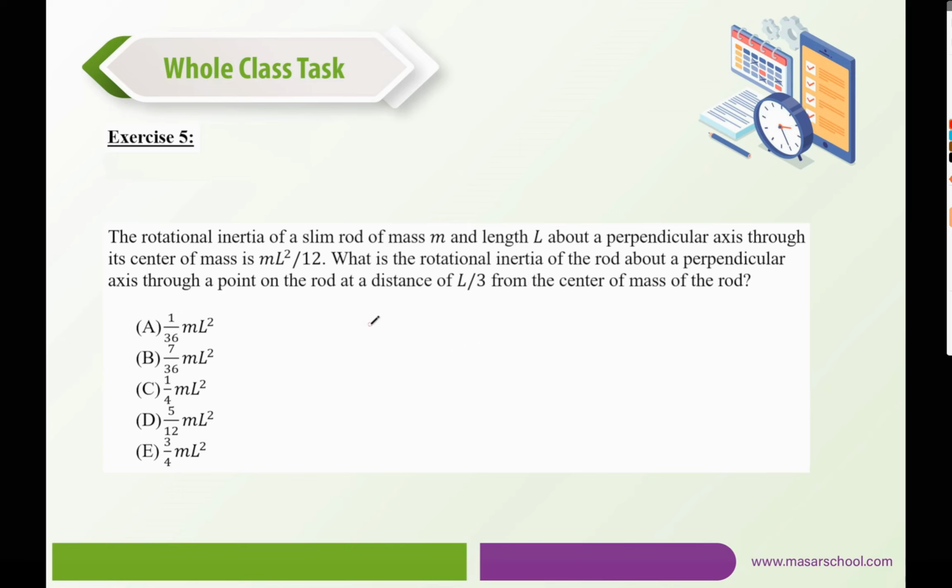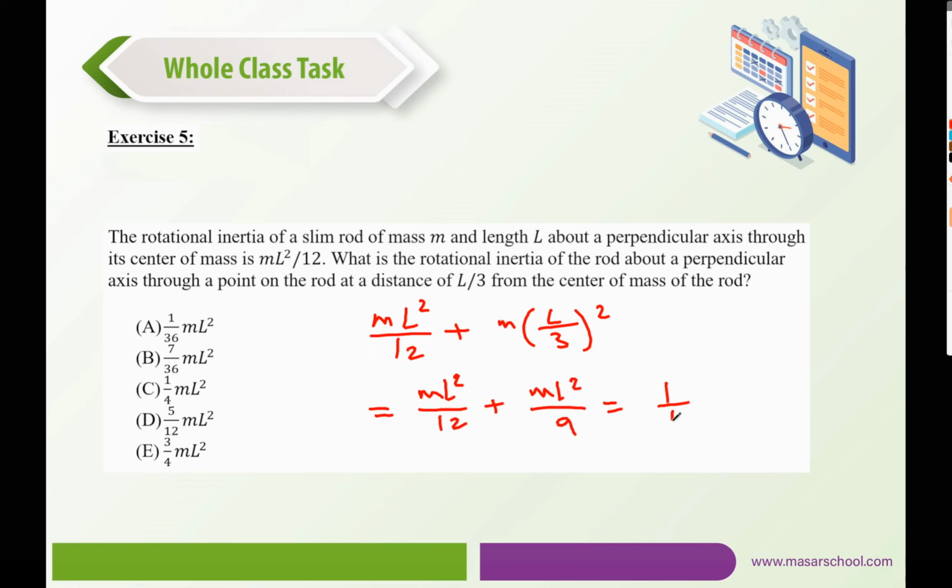And this can be determined via the parallel axis theorem: the old moment of inertia plus the new term that compensates for the change, which is m(L/3)². That would be mL² over 12 plus mL² over 9, and that would be (1/12 + 1/9) mL². And plugging this fraction on the calculator, we would have 7/36, making B the correct answer.